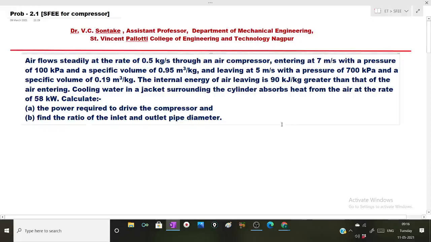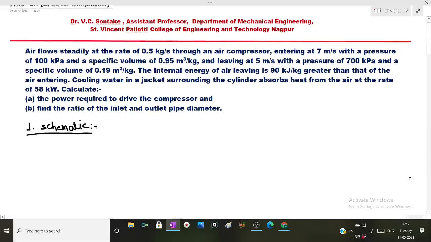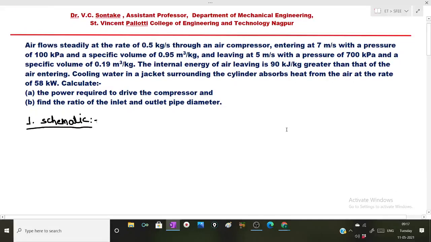So let us solve this numerical problem 2.1. It is based on the steady flow energy equation for a compressor. So first we will be drawing the required schematic. In this problem, the given steady flow device is an air compressor.